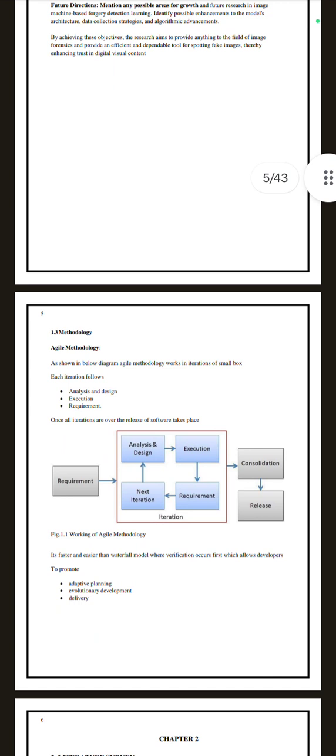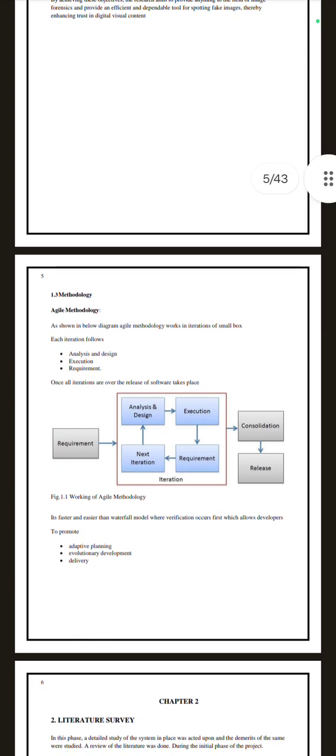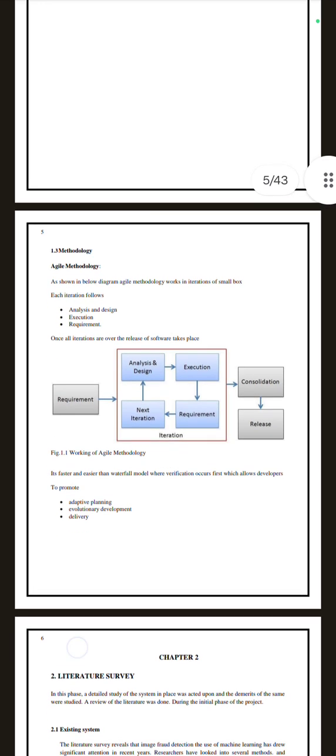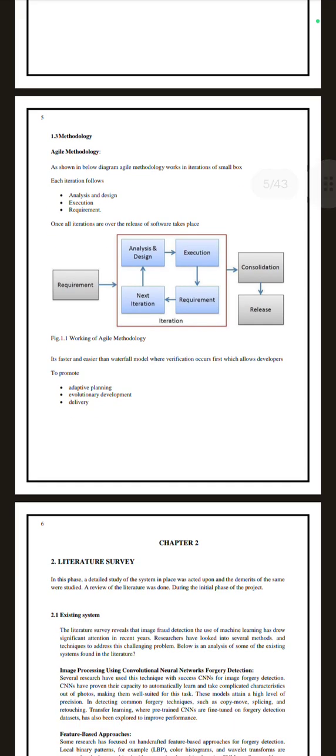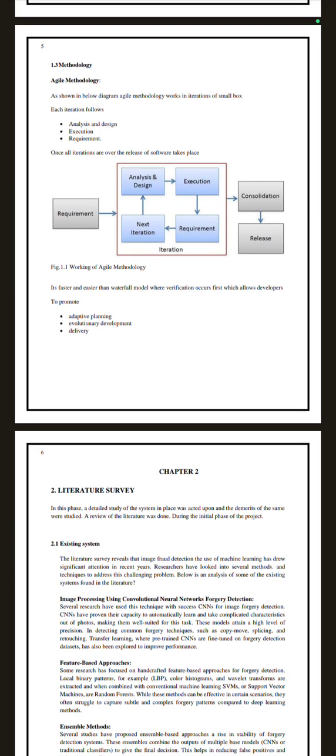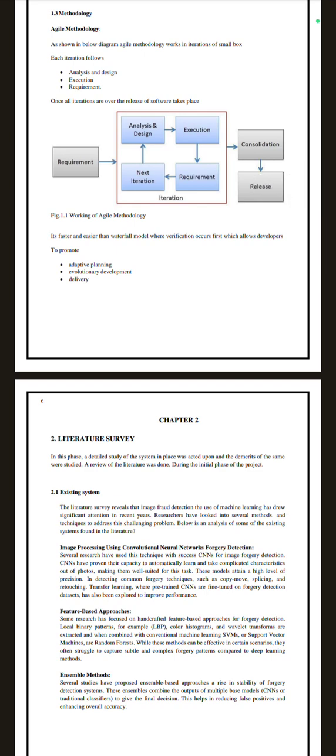Next, methodology, where the agile method is used. As shown in the below figure, the agile method works in iterations of a small box which consists of requirements, where analysis and design, execution takes place, and then requirements, and then the next iteration starts, which lastly results in a consolidation and release, which is the final report. It's faster and easier than the waterfall model, where verification occurs first. It allows developers to promote adaptive planning, evolutionary development, and delivery. These are some of the agile methods.